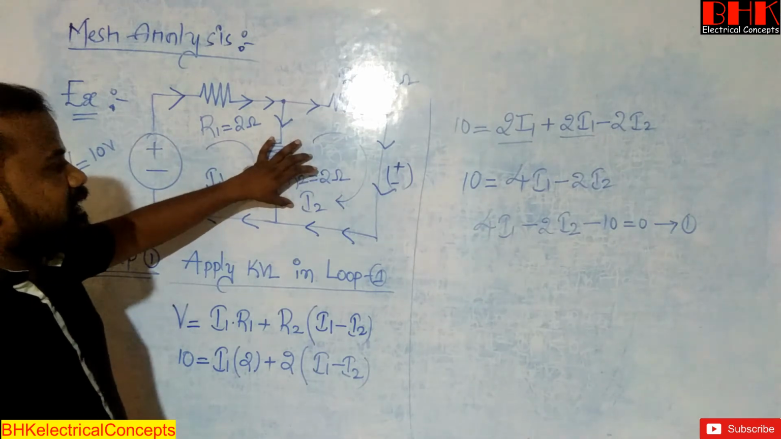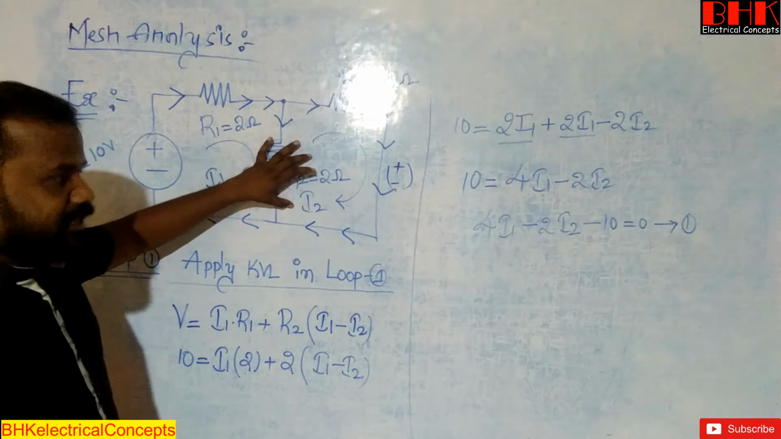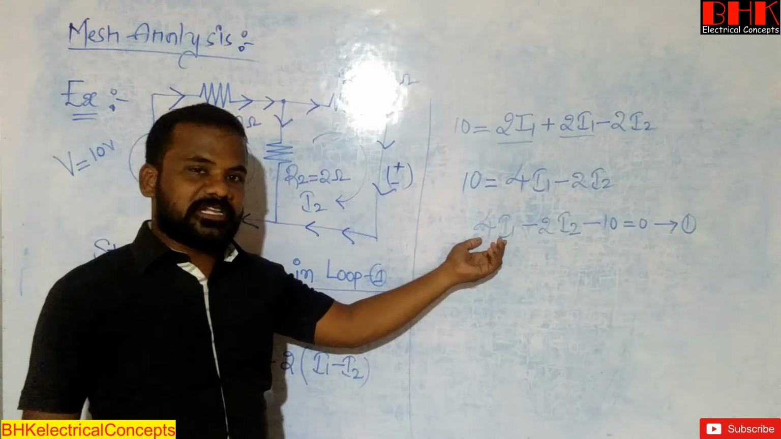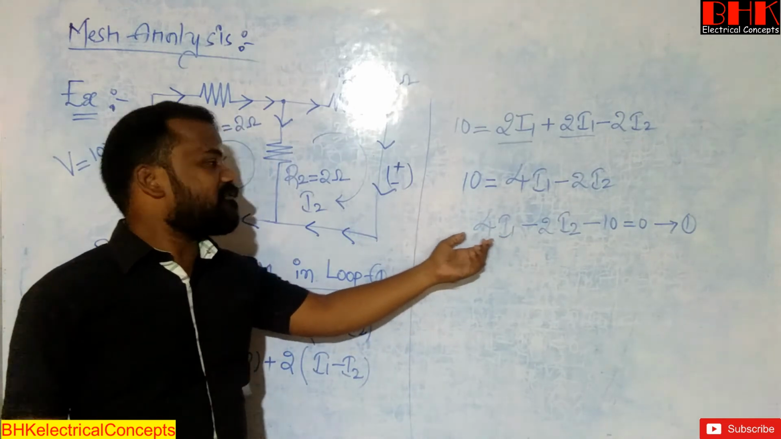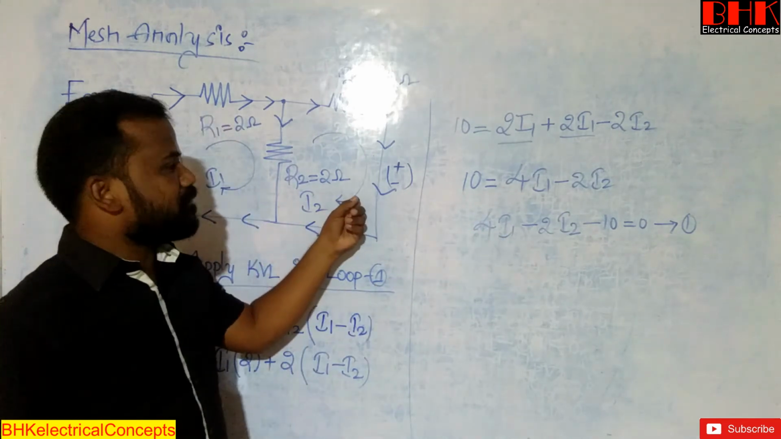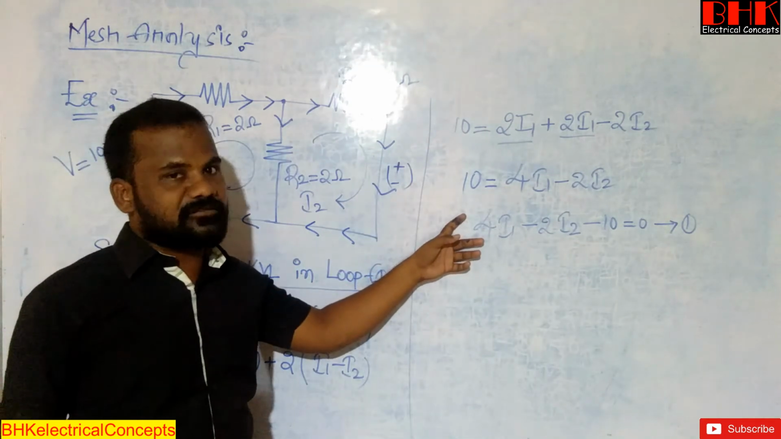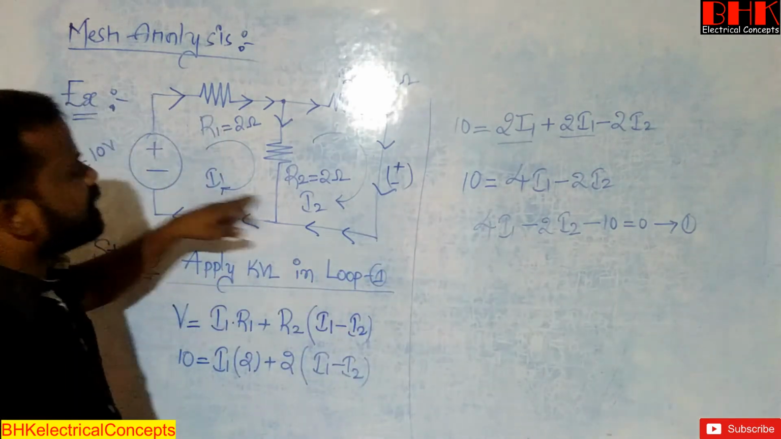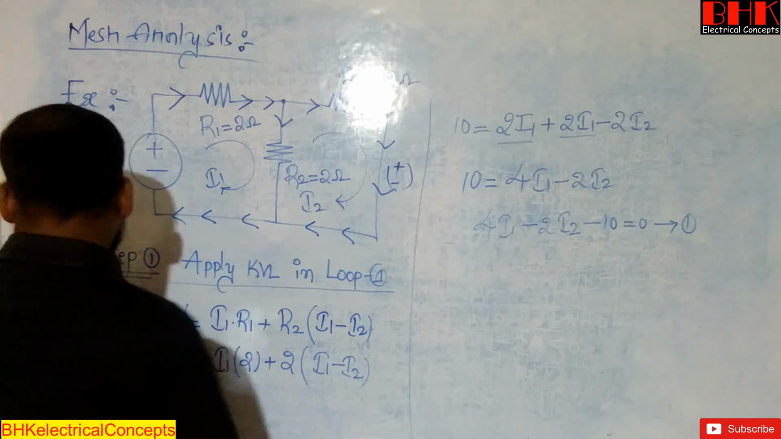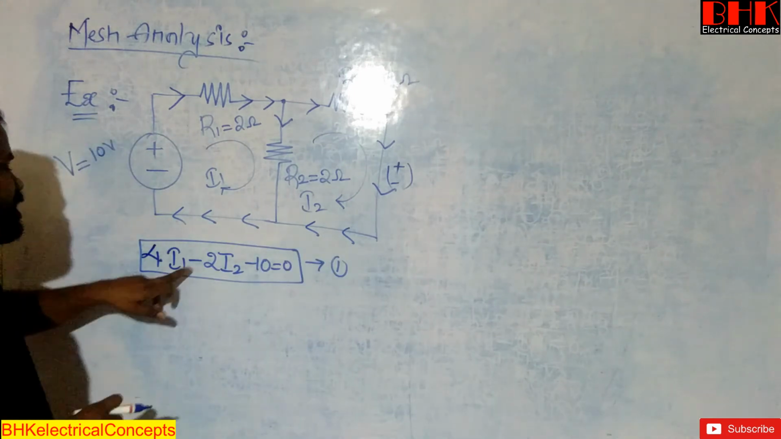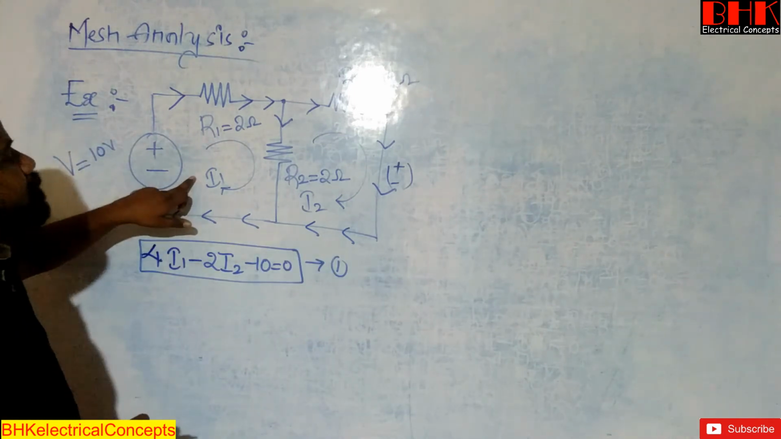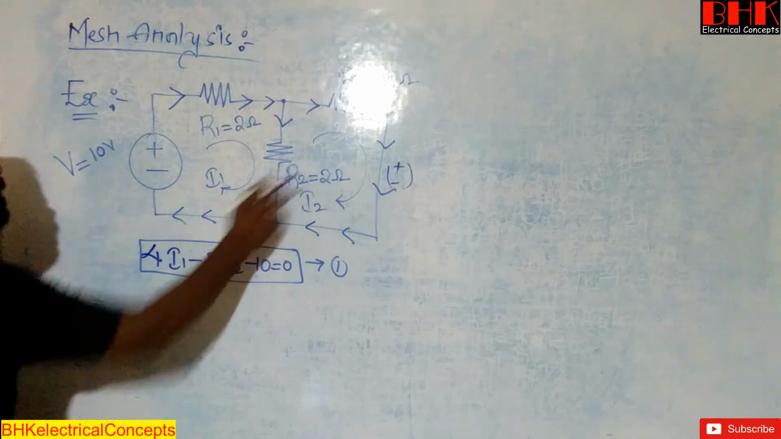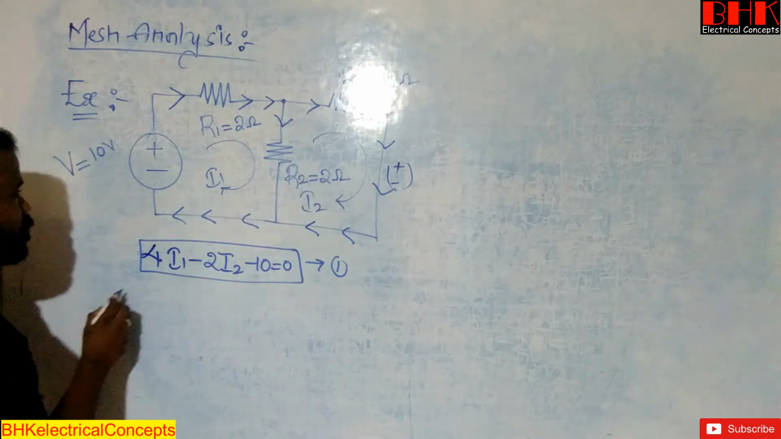Now apply KVL in loop number 2. Again you will get another equation, like this. After getting equation number 2, just simplify these two equations. You will get the values of I1 and I2. Clear? Now see here, this is equation 1 from loop number 1. Now find equation number 2 from loop number 2.